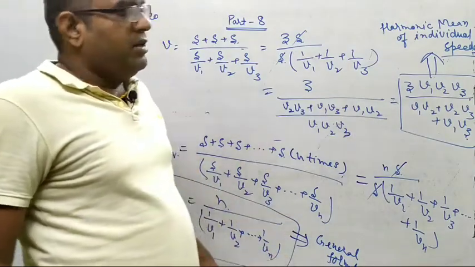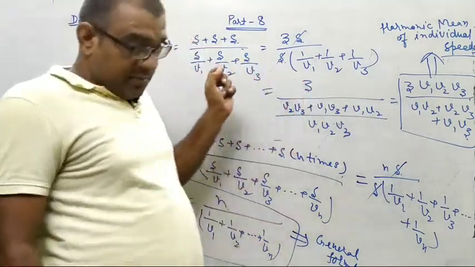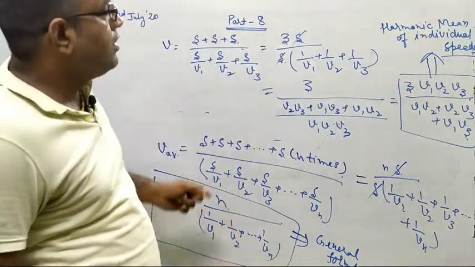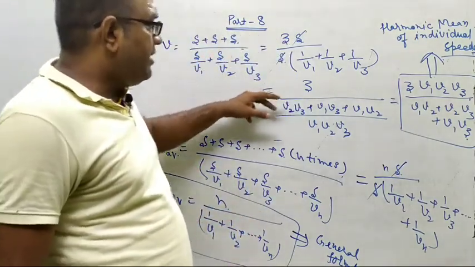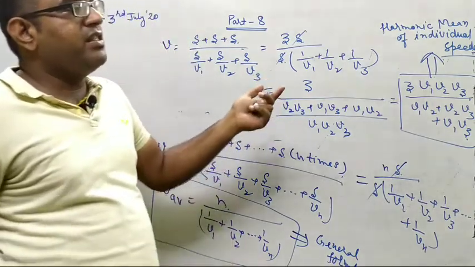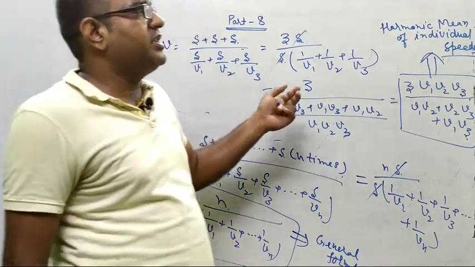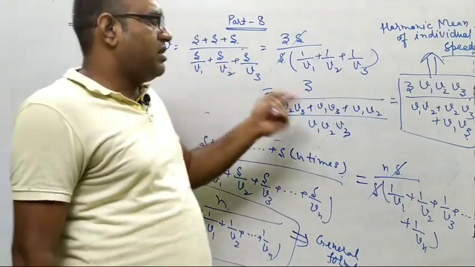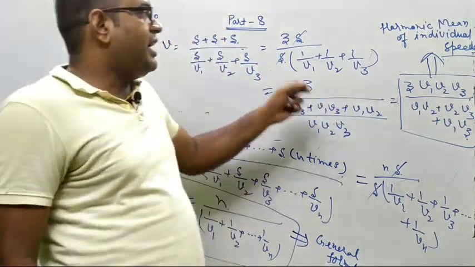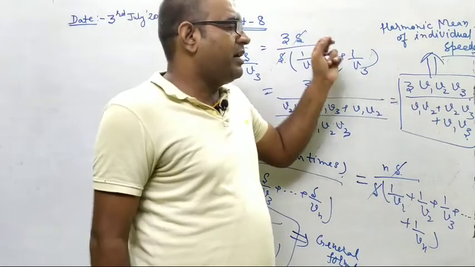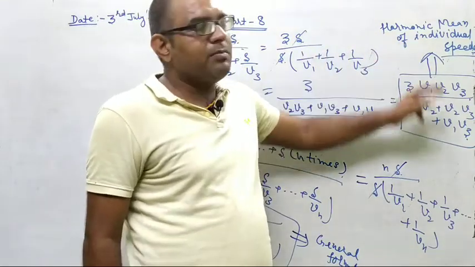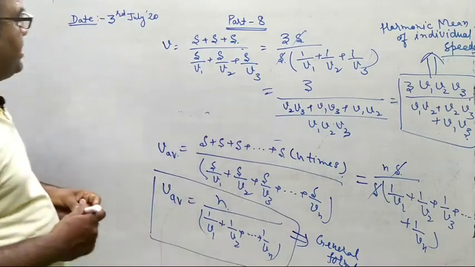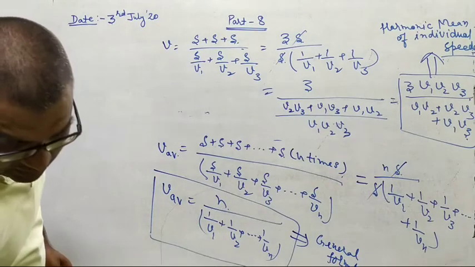So when the object is moving with different velocities, but with different velocities it is covering equal distances, in that case the average velocity can be calculated simply as the harmonic mean of the individual speeds. Now this is the case first. Now we will discuss about case second.